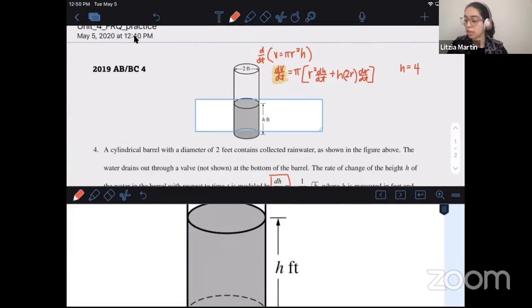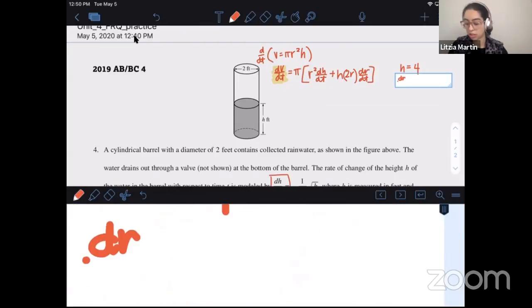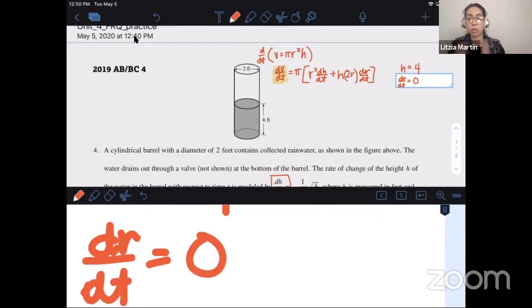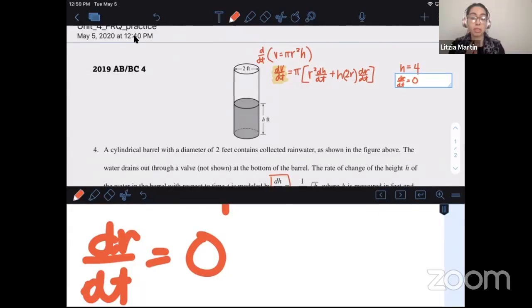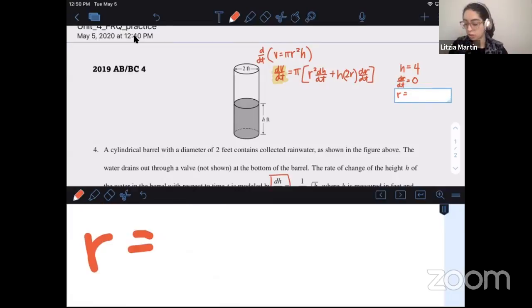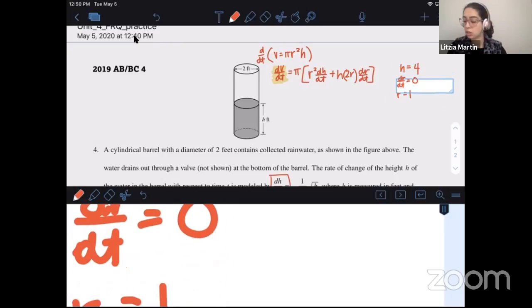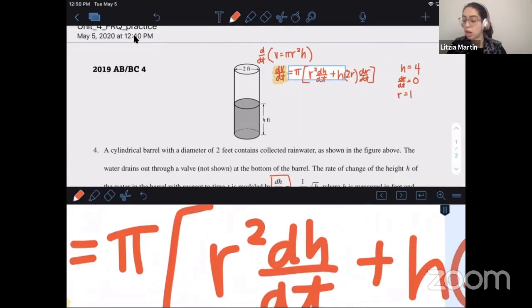So we actually know that dr over dt is going to equal 0 because it's not going to grow or shrink. The radius will remain the same. And the radius will be equal to 1 because the diameter is 2 feet, so the radius is half of that. R is equal to 1. So these are all values that we're going to be plugging in to our equation here.